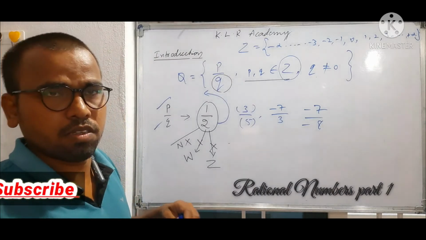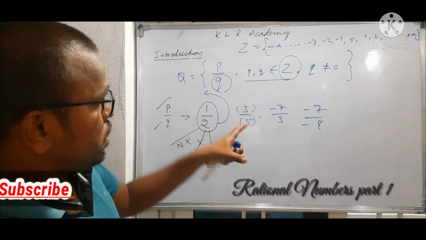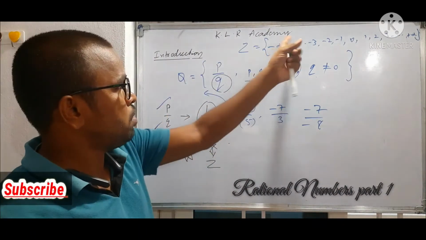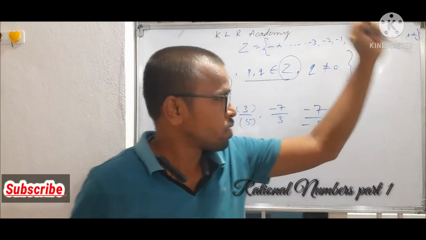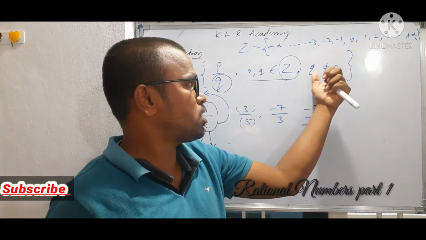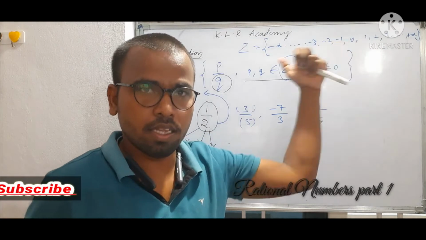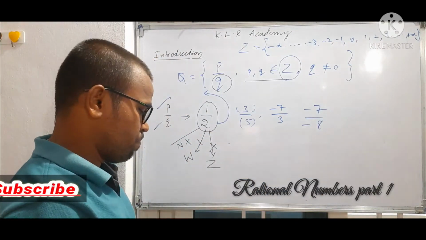Set of all positive numbers. Clear? And so this p and this q should be of this range. One more condition is what? The q should not be equal to 0.